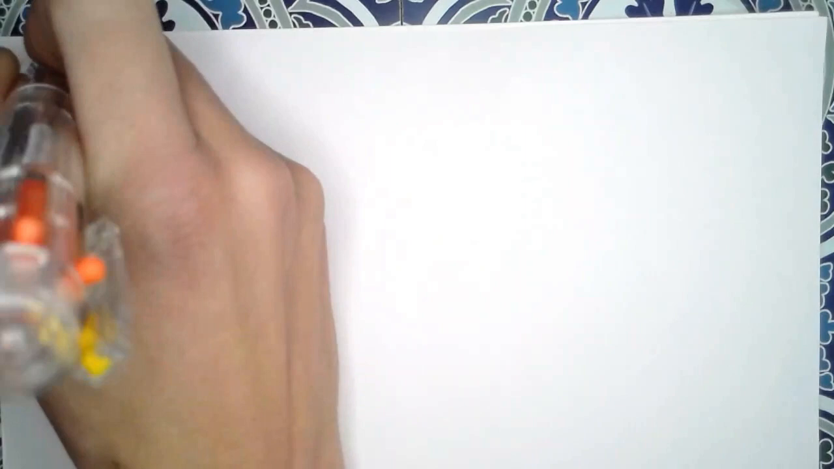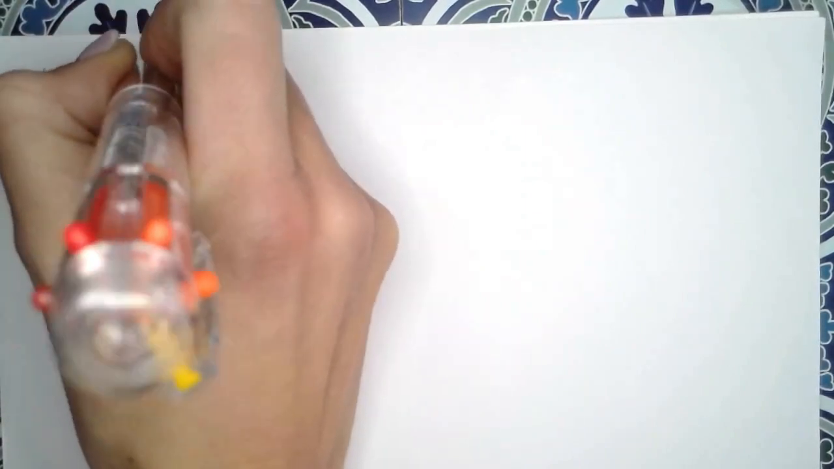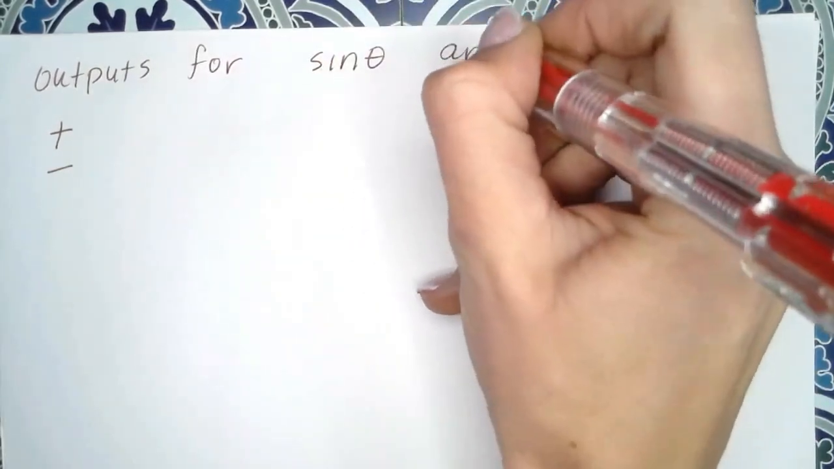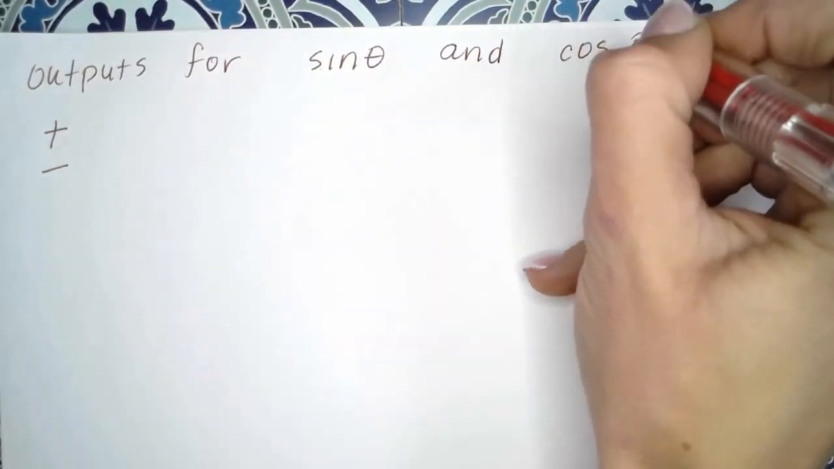So on the unit circle, we did have a bunch of answers that we saw. So let's first review the answers that we see. Obviously, they could be positive or negative answers, okay? So these are outputs for sine theta and cosine theta. So I'm just writing these down as a warm-up.